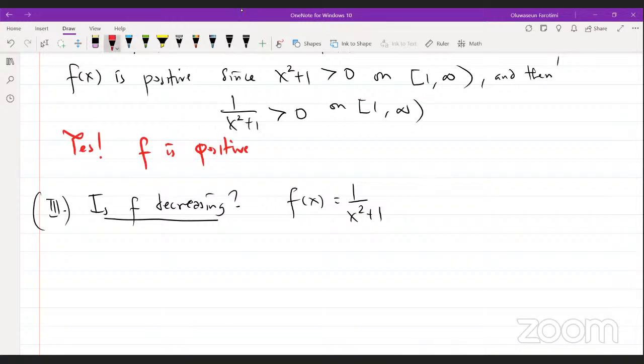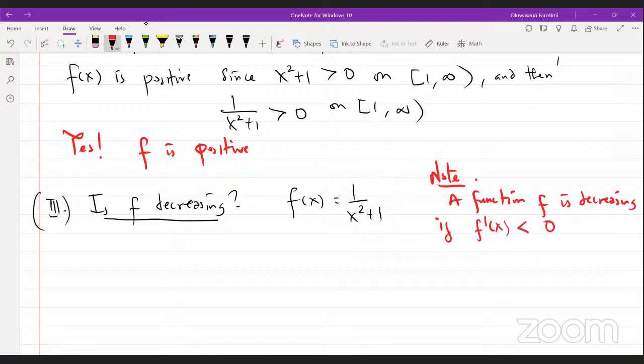And let me just let you know that probably I should write the definition here. Note: a function f is decreasing if f prime of x is less than 0 on a given interval. Okay, on a given interval.